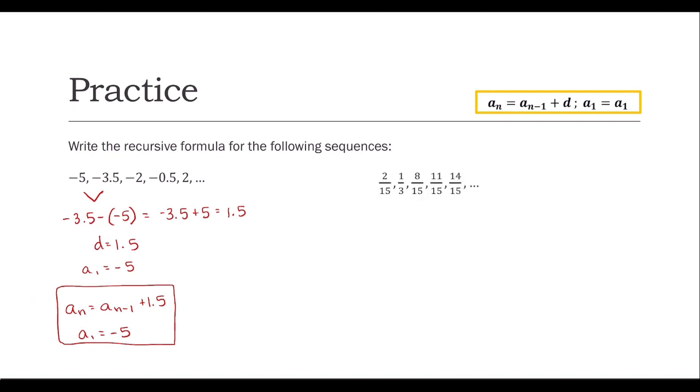In this second example, we'll find our difference, 1/3 minus 2/15. We need a common denominator, which will be 15, so we'll have 5/15 minus 2/15 is 3/15, which is also equal to 1 over 5. So our difference is a positive 1 over 5. And our first term, our a sub 1, is 2/15. So a sub n equals a sub n minus 1 plus 1/5, where a sub 1 equals 2/15.